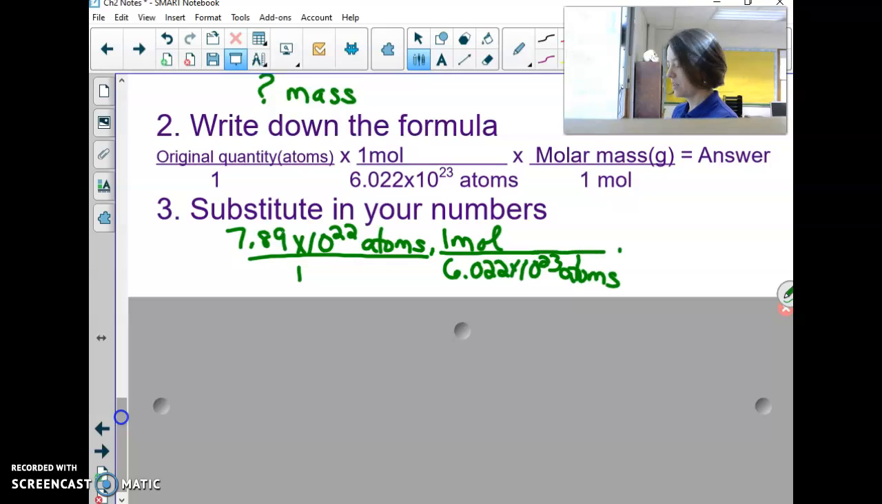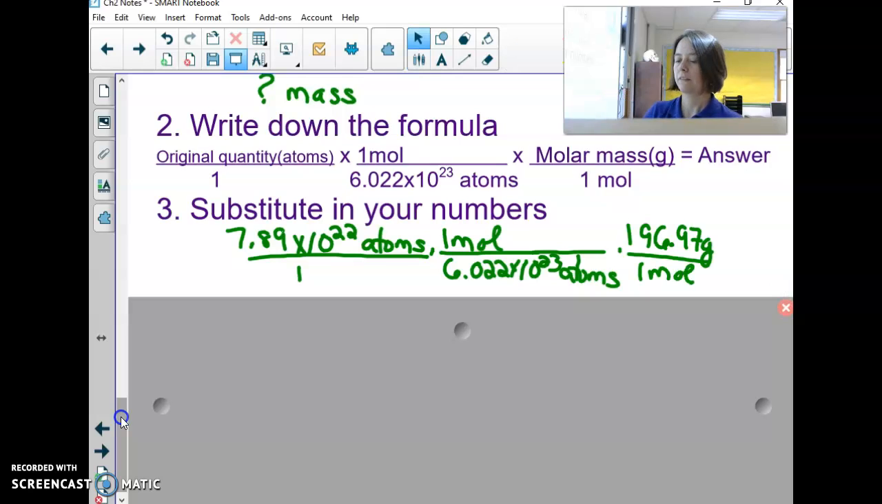times our molar mass. And if you remember, for our molar mass, we always have to go to our periodic table. So gold is a hard one. It is Au, and it is 196.97 rounded to the nearest hundredth, grams over 1 mole.